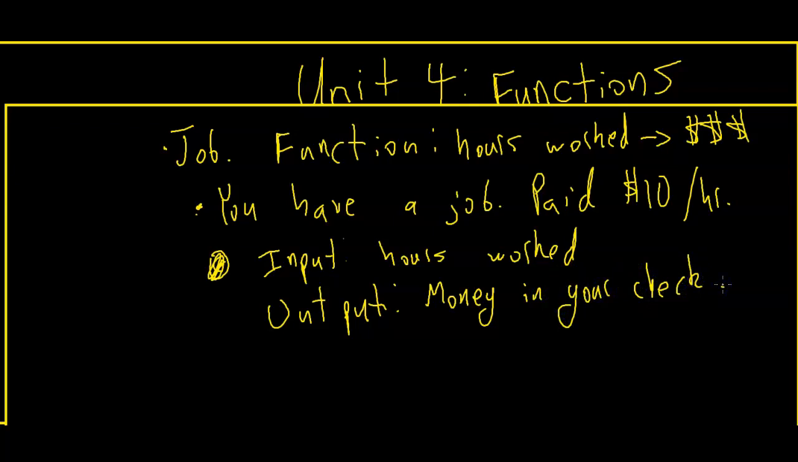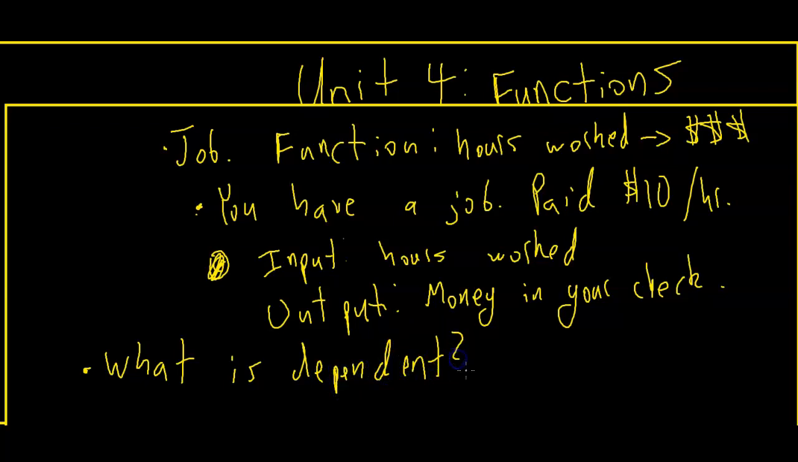So why is it important to recognize that the input is the hours worked and the output is the money in your check? Why is it not the other way around? The question we want to ask ourselves is, what is dependent and what depends on what? Obviously, the money in your check depends on the number of hours you work, right? It's not the case that the number of hours you work is decided by the money in your check, right? Rather, the money in your check is determined by the hours you work. Hopefully that makes sense to everyone.